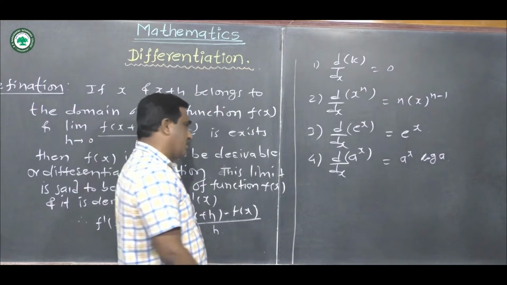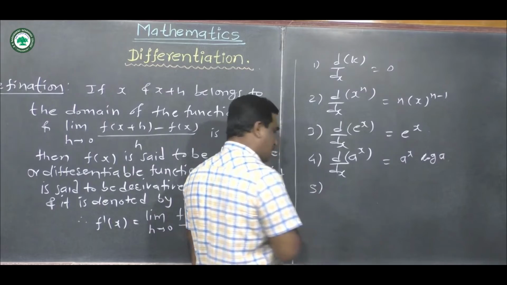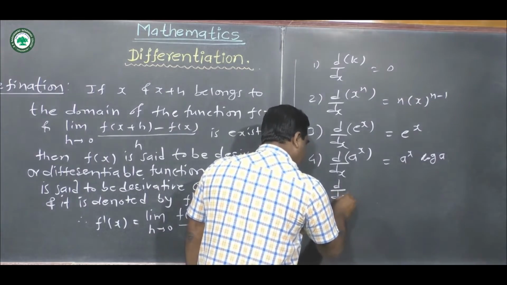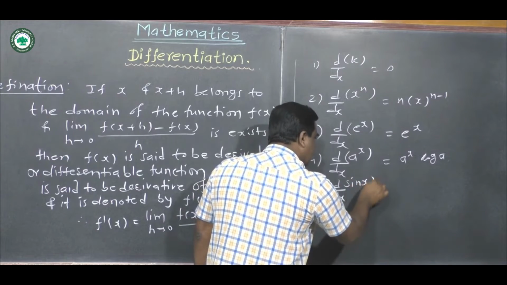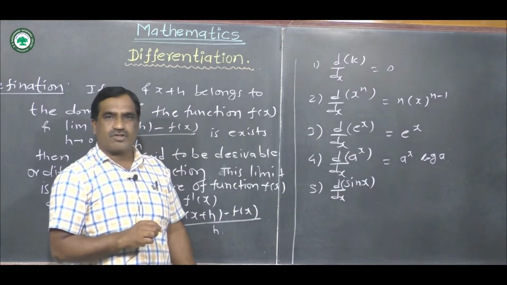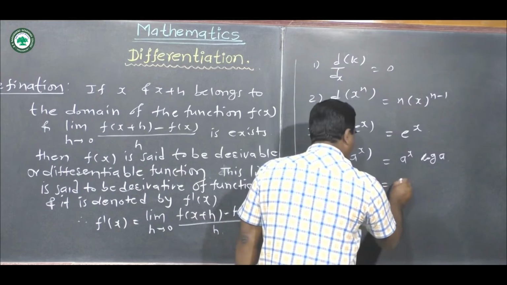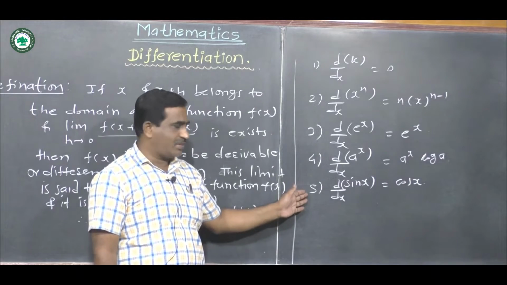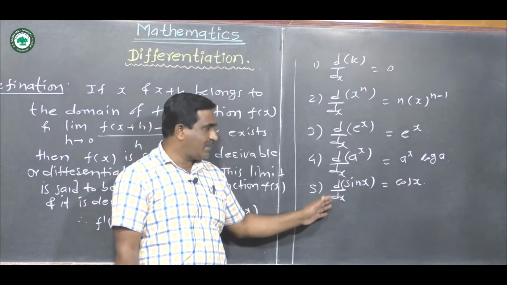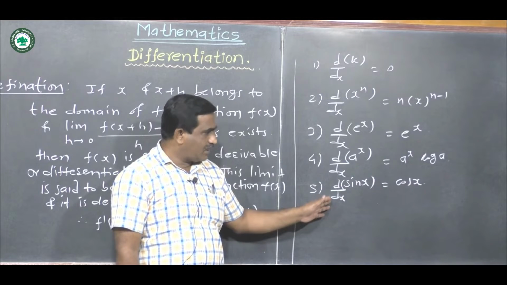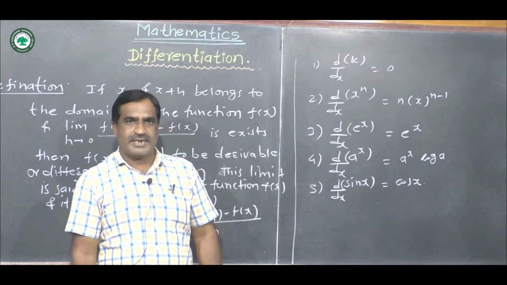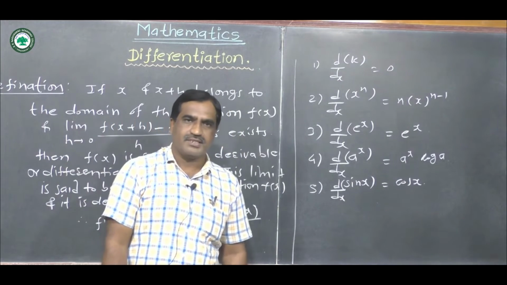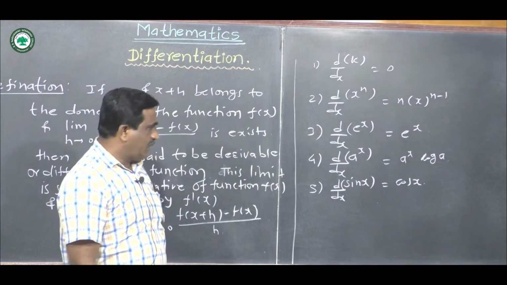Now next are trigonometric functions. We know that there are 6 trigonometric functions. For example, the derivative of the first function sin x, that is d by dx of sin x, is equal to cos x. Again we can write the derivatives of all trigonometric functions. The derivative of cos x is minus sin x, the derivative of tan x is sec square x, the derivative of sec x is sec x into tan x, the derivative of cot x is minus cosec square x, the derivative of cosec x is minus cosec x into cot x, and so on.